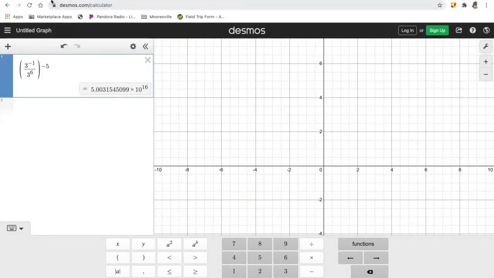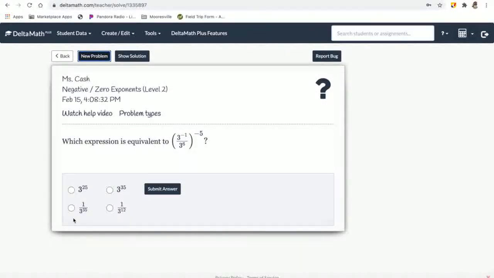So I want to go back to DeltaMath. I want to look at all of these different problems and see which one I can get to match. After I copy these 4 things down, the first one was 3 to the 25th. I have 3 to the 35th. I have 1 over 3 to the 35th. And I have 1 over 3 to the 12th.